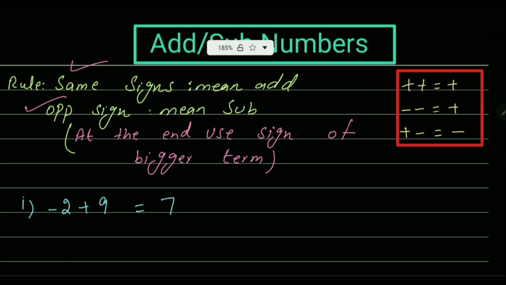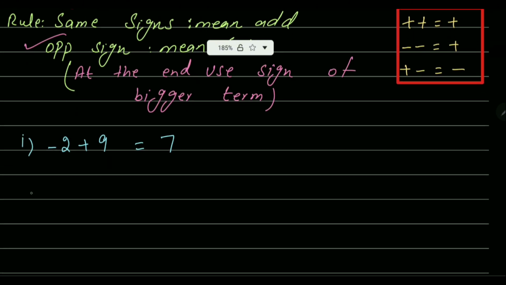Let's do the second question. 3 minus 11. These two integers have opposite signs. So what you will do: opposite signs mean subtraction. 11 minus 3 is 8. And the sign will be of the bigger value. The bigger value is 11, and the sign of 11 is negative. So you will put a negative sign here.